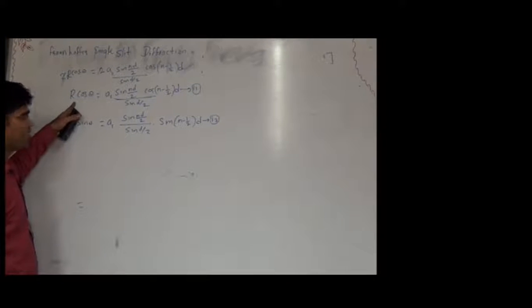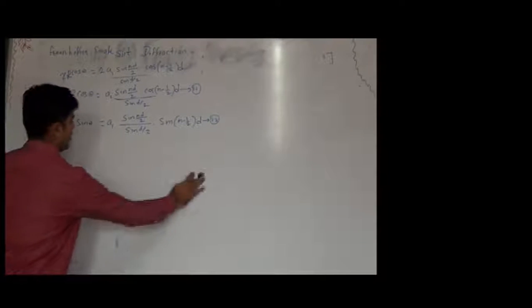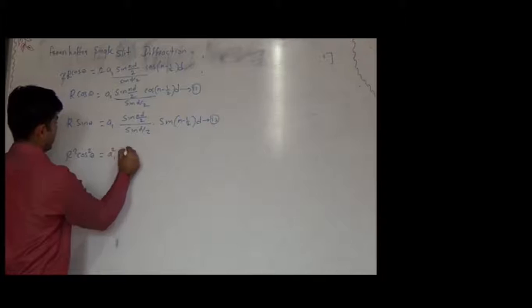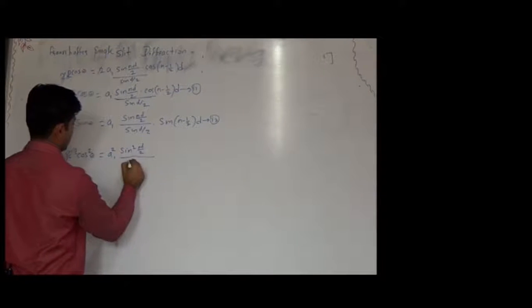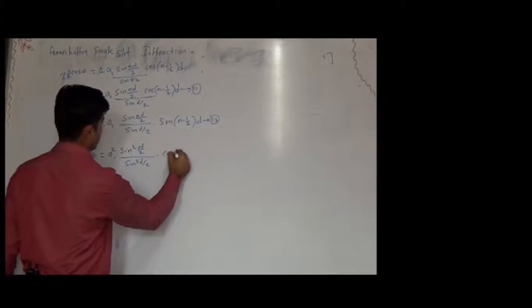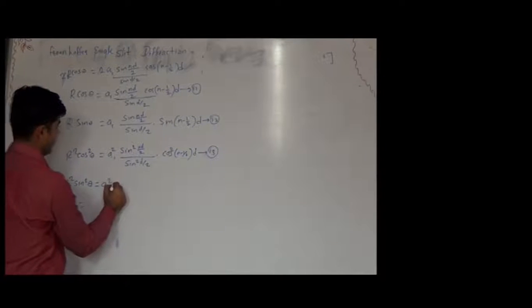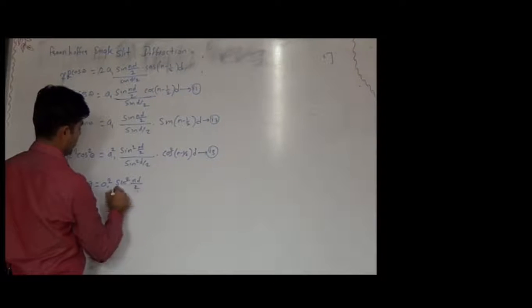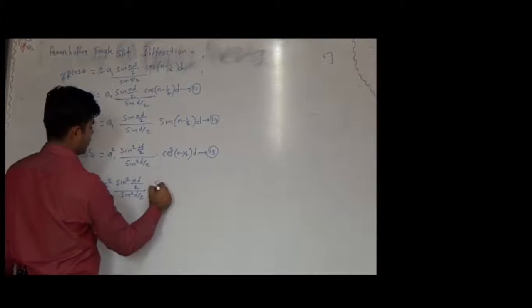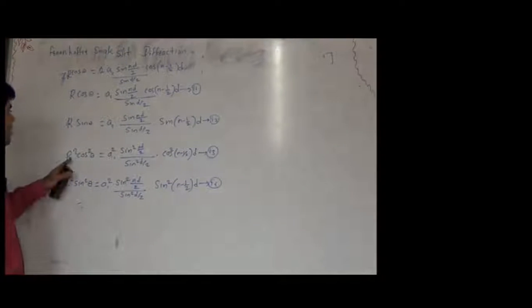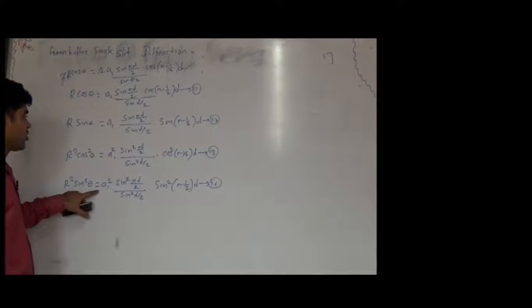Now square both sides of equation 11 and equation 12. Then the new equation becomes r square cos square theta is equal to a1 square sin square nd by 2 upon sin square d by 2 into cos square of (n minus half) d. Equation number 13. Similarly, from equation 12 we can write r square sin square theta is equal to a1 square into sin square nd by 2 upon sin square d by 2 into sin square of (n minus half) d. Equation number 14. Equation 13 and equation 14. Now add equation 14 with equation 13.